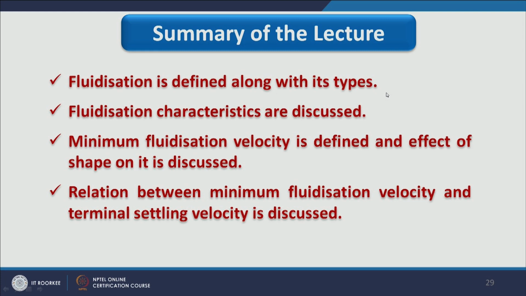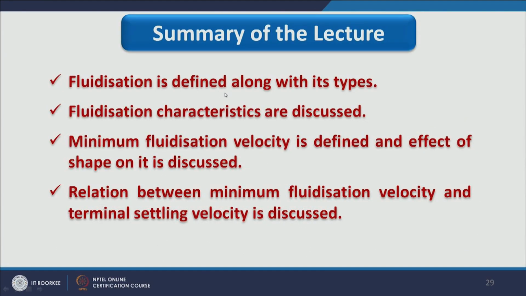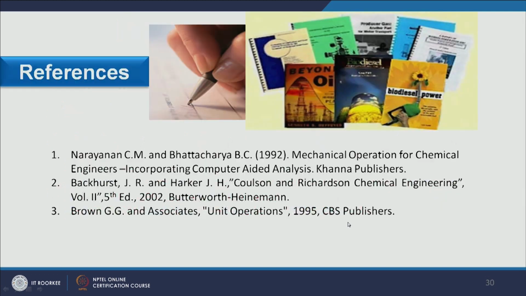So here we summarize this lecture, and this summary consists of the summary of lecture 1 and lecture 2 of week 3. It goes as: fluidization is defined along with its types, fluidization characteristics are described, minimum fluidization velocity is defined and the effect of shape on it is discussed, and finally the relation between minimum fluidization velocity and terminal settling velocity is discussed.